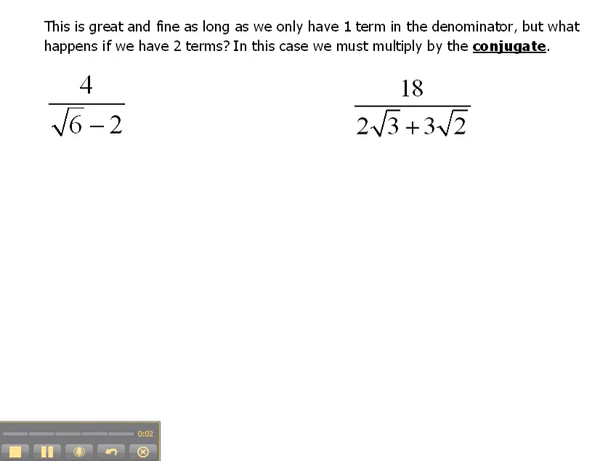Okay, so we have practiced rationalizing denominators if we just had one term in the denominator. But this gets a little bit more complicated if we have two terms. So we have to do something different.